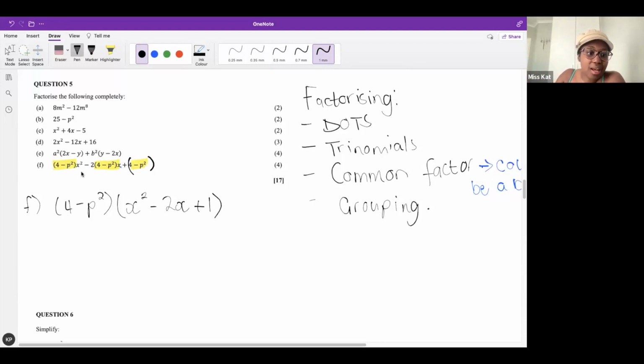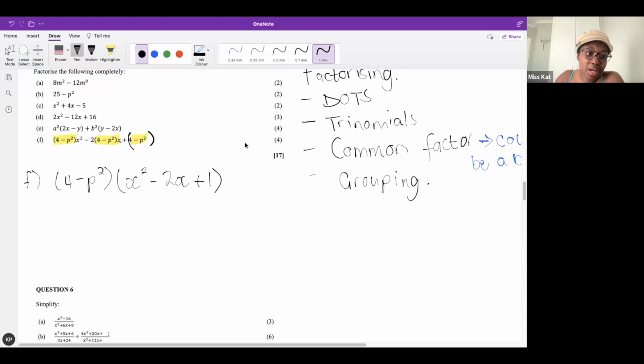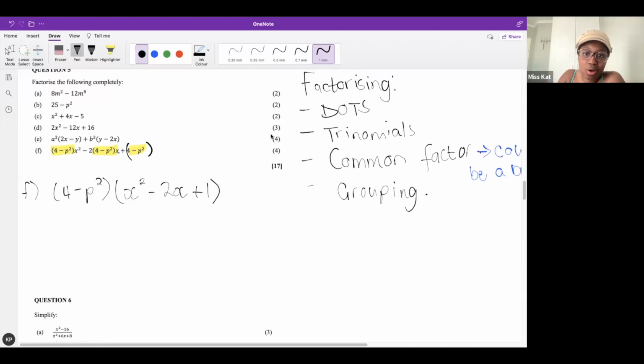Okay. Now we are not done. I'm telling you that we are not done. Let's check in the first brackets. We're going back to our list. Can we simplify the first bracket even further? 4 minus p squared. Look at the factors. Factorization. Difference of 2 squares. Do we have a difference of 2 squares in the first bracket? Yes.